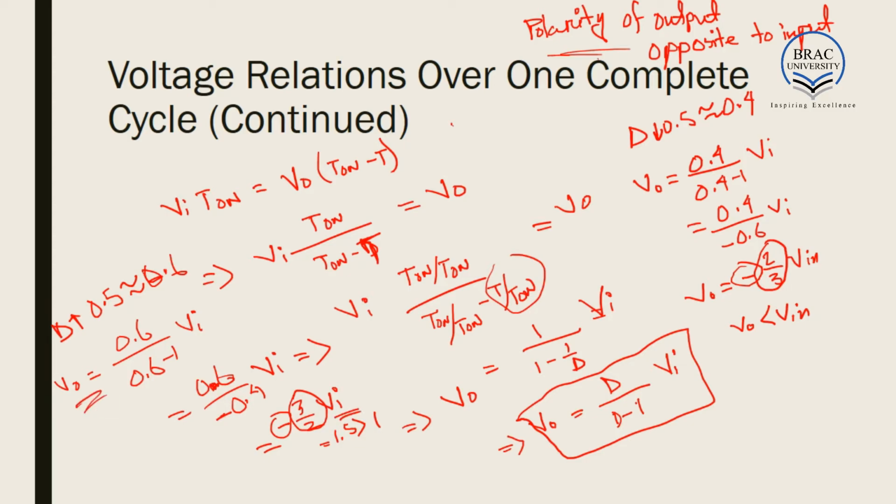So as a result, we can see when the duty cycle is above 0.5, we get boost operation, and when the duty cycle is below 0.5, we get buck operation.